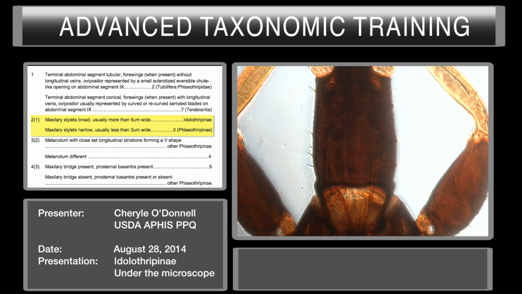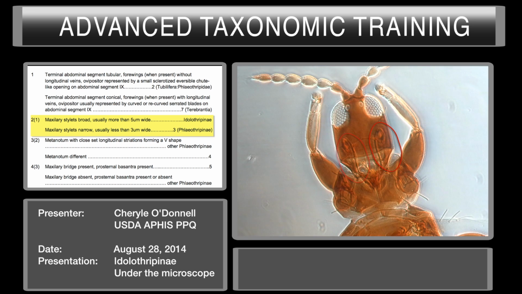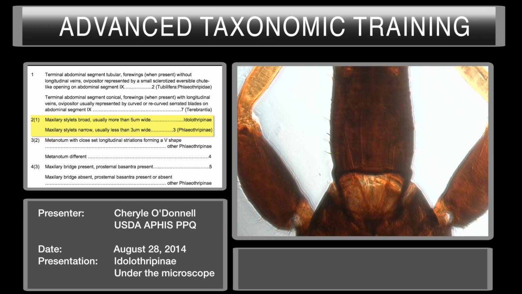So let's just add a comparison. Let's take a look at some narrow ones, and I'll show you a narrow set. So here are some maxillary stylets that are narrow. So we'll go back to our specimen, and we agreed that these stylets are wide, which takes us to the Idolothripinae subfamily.